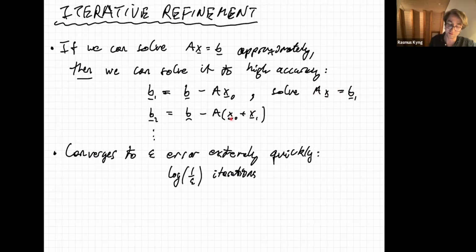So your new solution is x0 plus x1. And you subtract that from b, that's your leftover error, b2, and so on. But this is converging very fast, it turns out. It converges to epsilon error in log 1 over epsilon iterations. So it's like you get another digit of accuracy for every iteration, which is very powerful. Like you need at most 14 iterations ever.